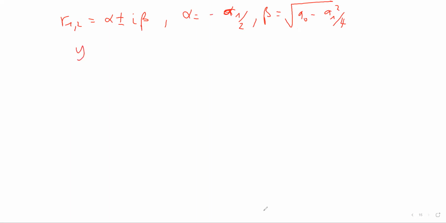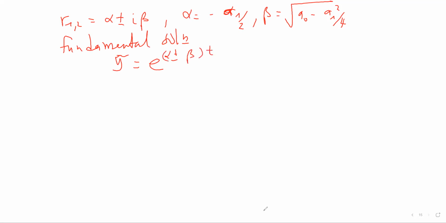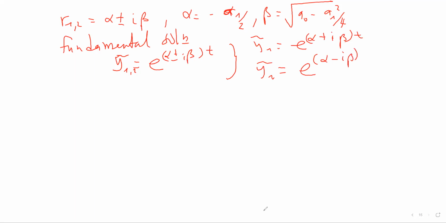In that case, the fundamental solution y will be equal to e^((alpha plus or minus i beta)t). So I'll say y1, y2 as well. We have a system where y1 tilde of t is e^((alpha plus i beta)t), and y2 tilde of t is e^((alpha minus i beta)t).